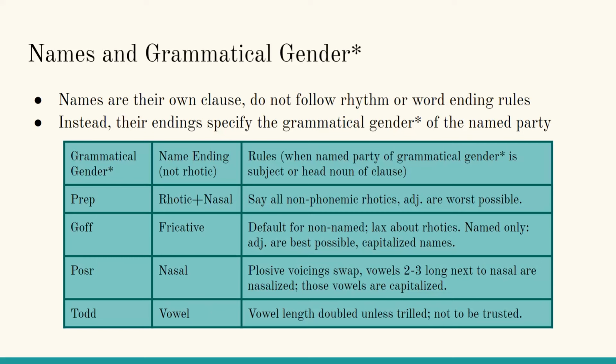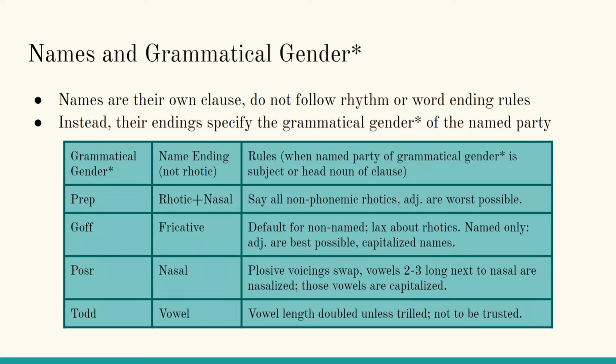Names are special, as they take up their own clause and do not have phonemic stress or vowel length. They must have 3, 5, 9, or 10 syllables. The ending is not part of the name proper, instead denoting grammatical gender. However, the grammatical gender system is very different from those used in natural languages. It conveys the speaker/writer's opinion of named parties.